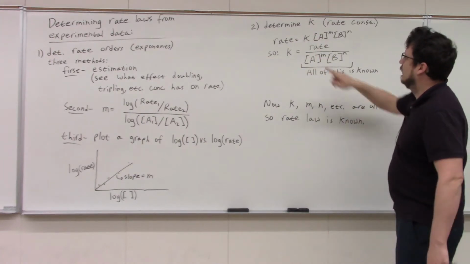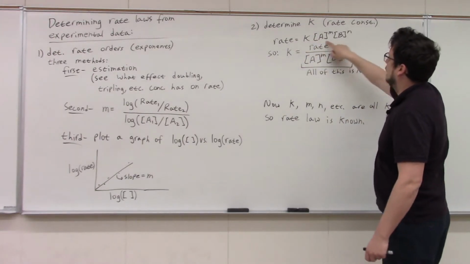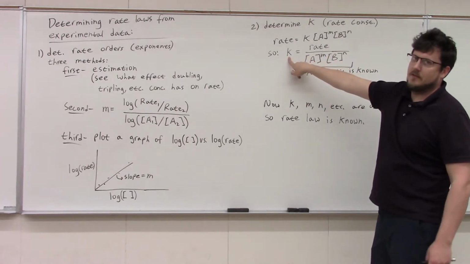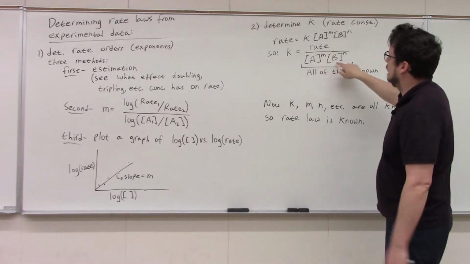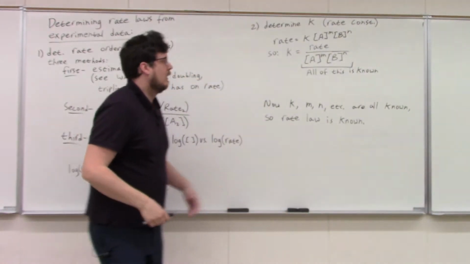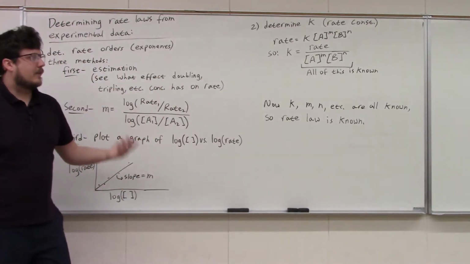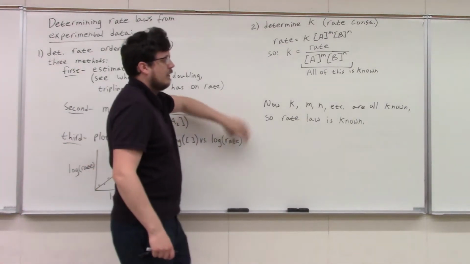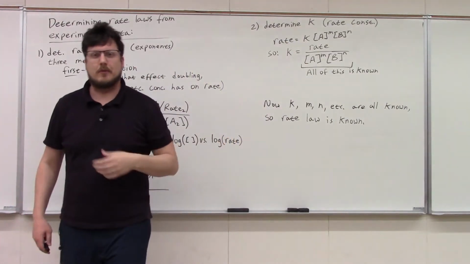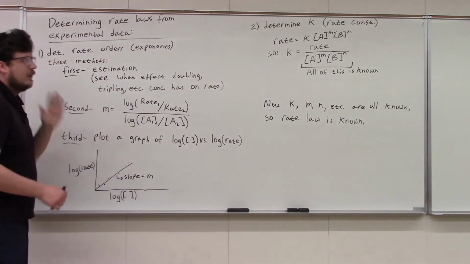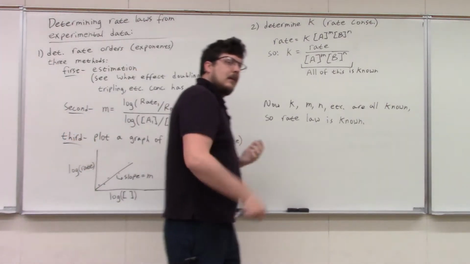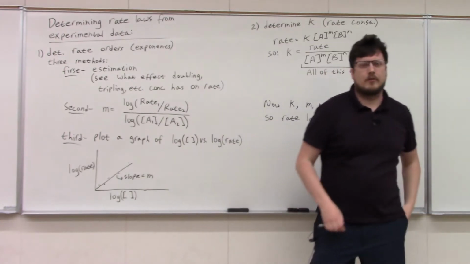So don't forget. If rate is equal to K times all the other stuff, well, if I just divide rate by all the other stuff, that gets K by itself. And so that's what we do. We know what A is, we know what B is, we know what the rate is. We know some data set where they're all known together. We just plug in our numbers and we solve for K, and then bam, you've got your rate law. You know K, you know M and N and however many exponents there are. You know all of them, you know the rate law. You can now calculate the rate at any given combination of concentrations, okay?